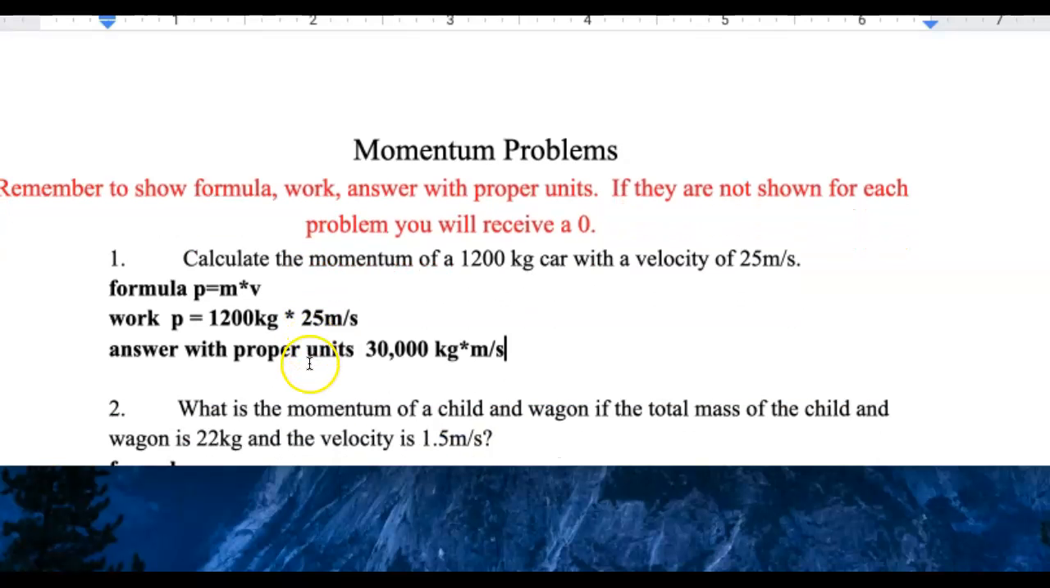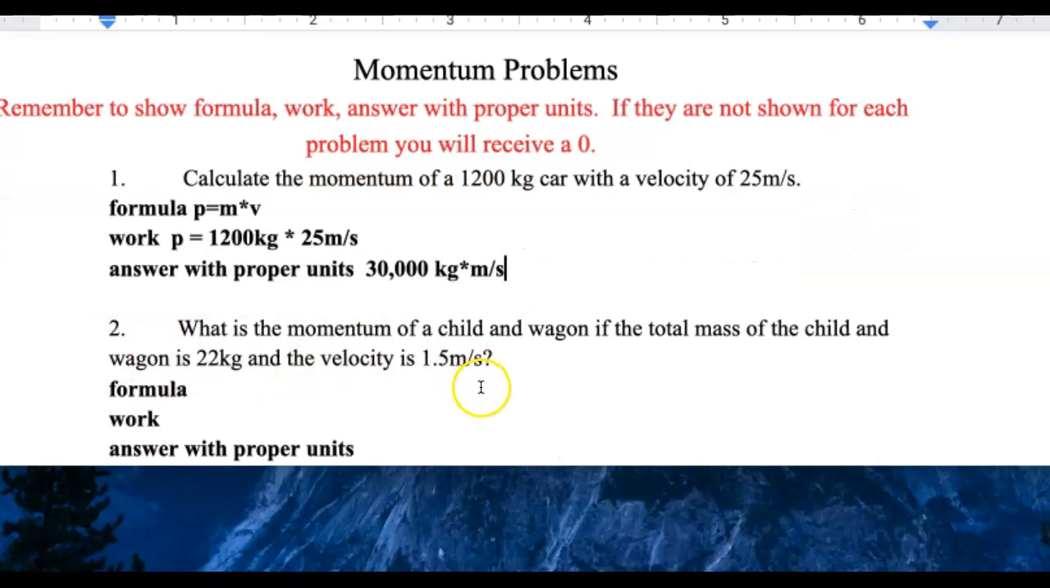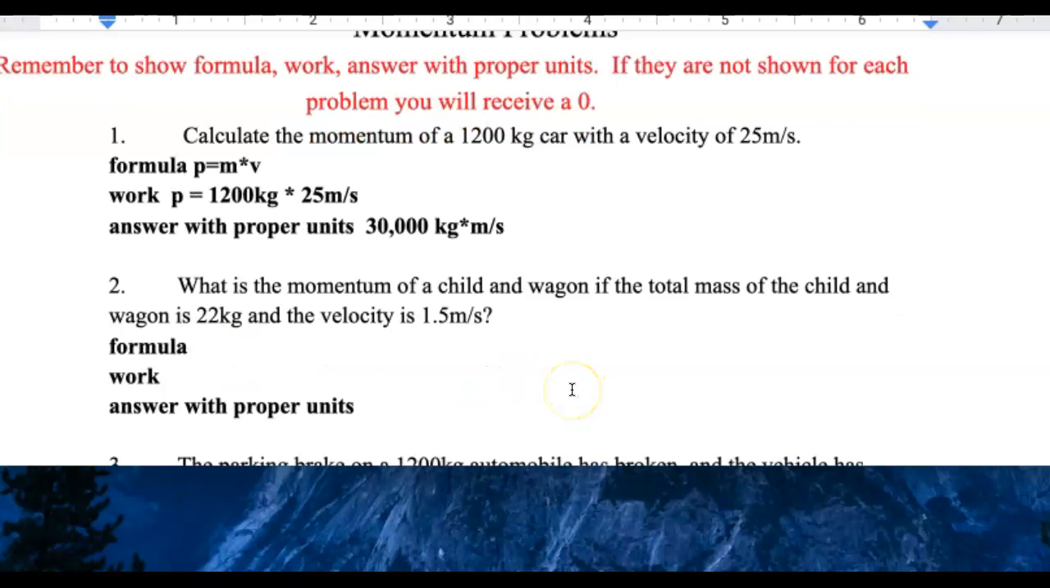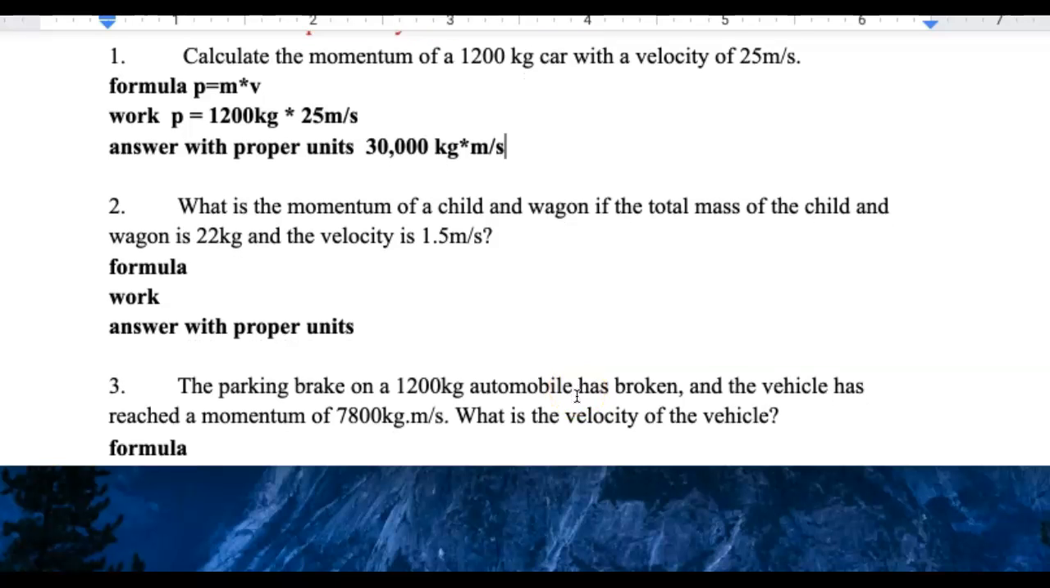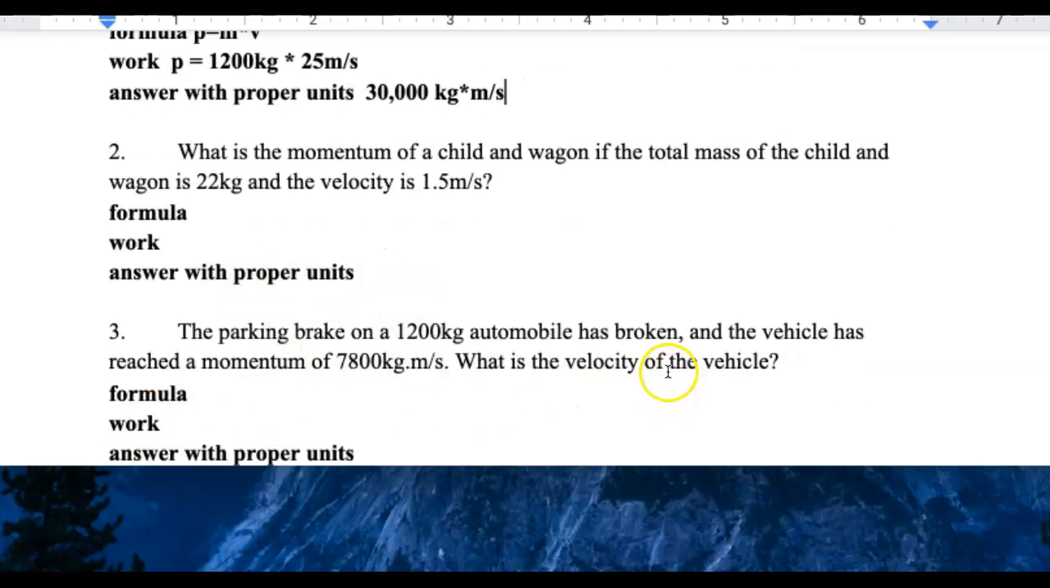All right. You're going to do the same thing here. Figure out your momentum of a child and wagon if the total mass of the child and wagon is 22 kilograms and the velocity is 1.5 meters per second. Okay. Now, if I'm looking for the velocity, again, you're going to rearrange your formula to find velocity, which means you're going to have momentum divided by the mass.